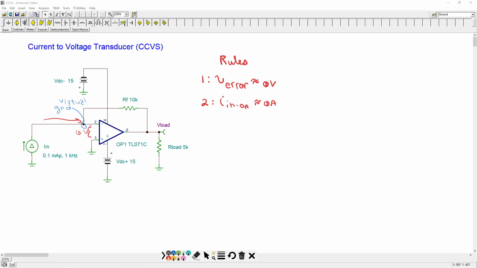Now, rule number two says the input current into the op amp is zero. So the current right here is non-existent. That means all of this current has to come up and flow through RF like this. And that will produce, for a positive input, in other words, for the current direction I'm showing back here, a reference polarity, plus to minus, left to right across the RF.